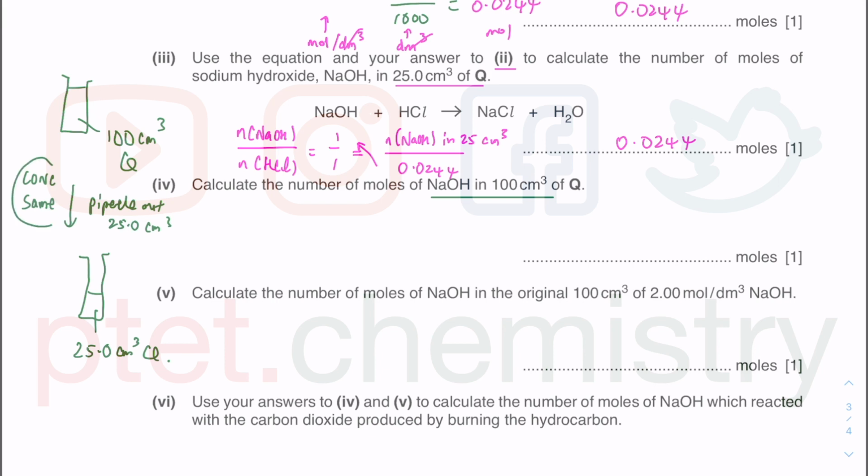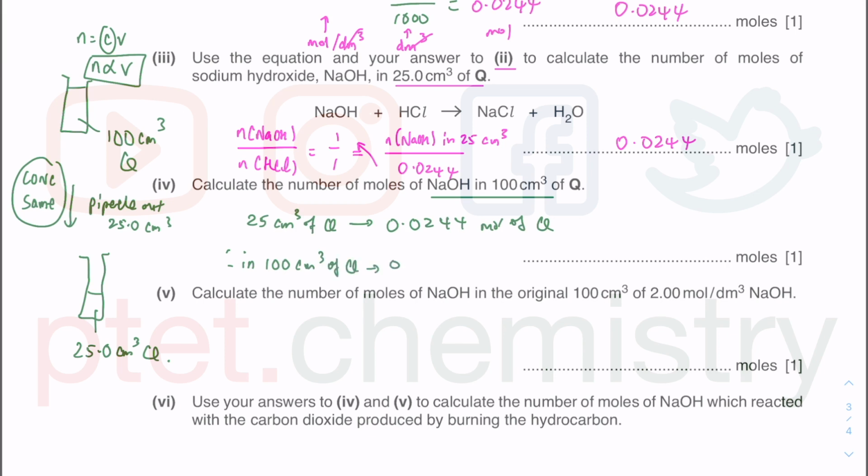The concentration is the same, and therefore, since the concentration is the same, n equals CV, if C is constant, n is directly proportional to volume. The greater the volume, the greater is the mole. The lesser the volume, the lesser is the mole. So I can say in 25 cm cube of Q, I have 0.0244 mole of NaOH. Therefore, in 100 cm cube of Q, I'm going to have more.